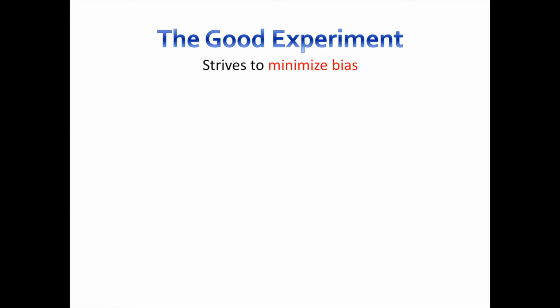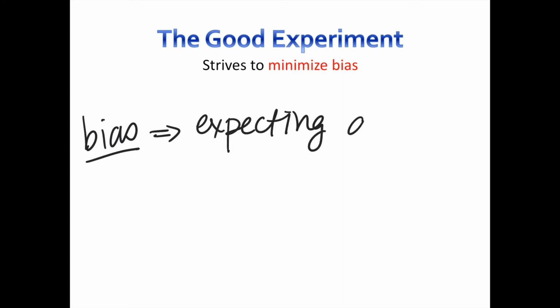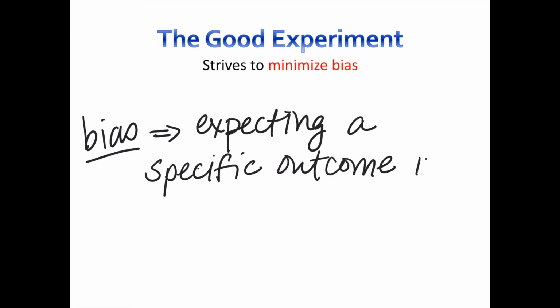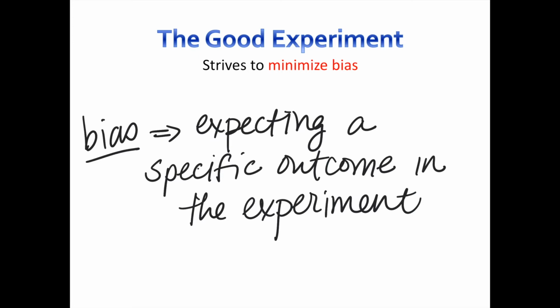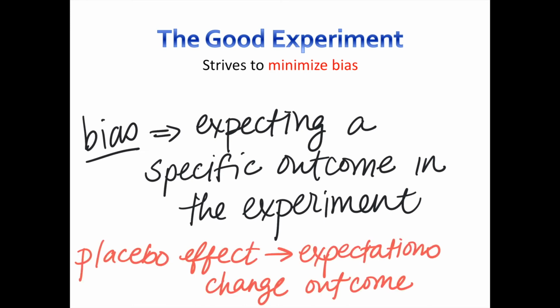Now, I also told you that a good experiment will strive to minimize bias. But what is bias? Bias is essentially an expectation or an idea about how you, as the experimenter, or the people participating in the experiment, in other words, the volunteers, have about how the outcome will turn out. And it's important to make every effort to minimize bias because our expectations can actually alter the outcome or our interpretation of the outcome of our experiment. When this happens, we call it the placebo effect.